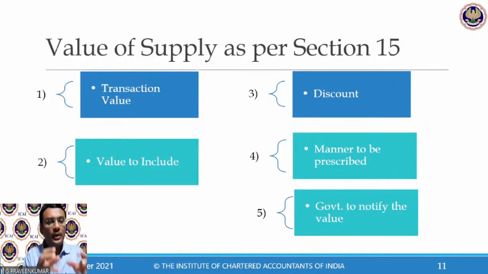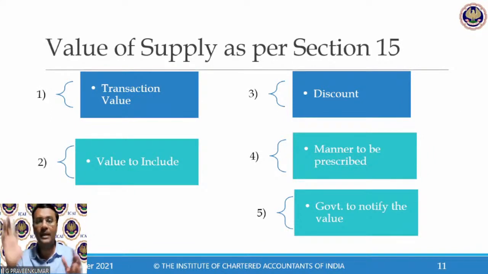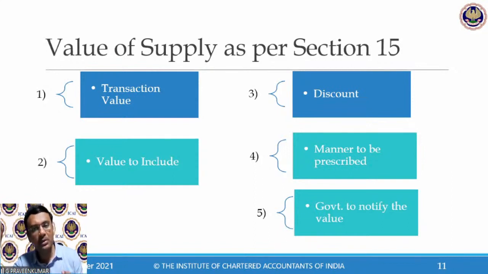When I say what to include and what to keep away, that is discussed in my subsection 3, which predominantly talks about discounts. Subsection 4 talks about the manner in which I can derive the value when there is a failure of my transaction value. So reference to my rules gets evaluated, linked from this particular subsection 4.